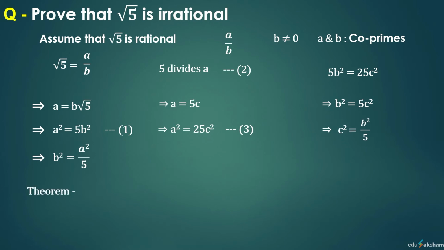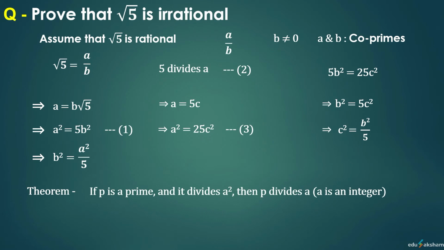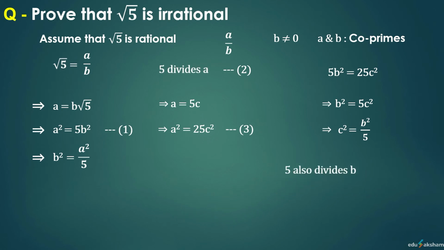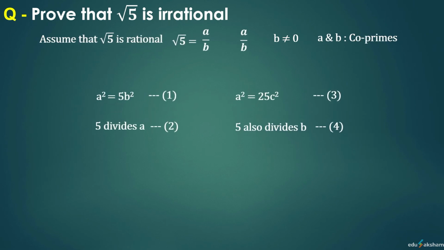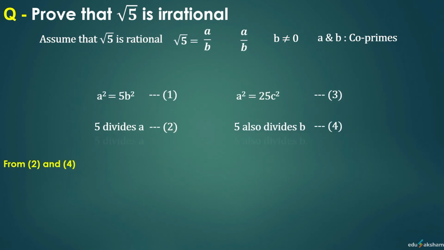We will again use the theorem that if p is a prime and it divides a square, then p divides a, where a is an integer. So, since 5 is a prime number and it divides b square, where b is an integer, it means that 5 also divides b. We will take this as condition number 4. Now, from conditions 2 and 4 we see that 5 divides a and 5 divides b, which means that a and b both have a common factor 5 and they are not co-prime numbers.